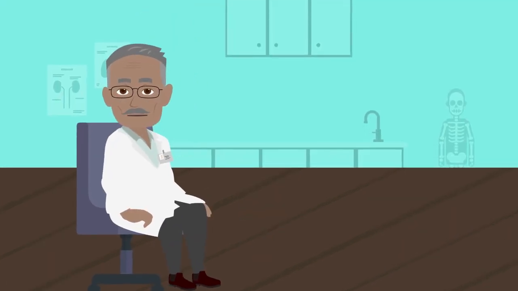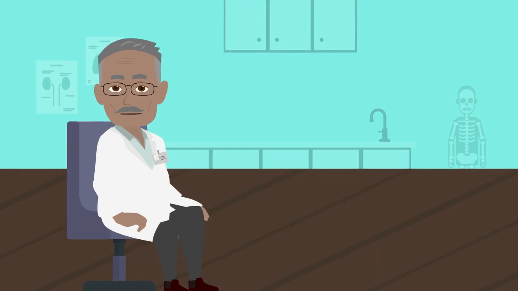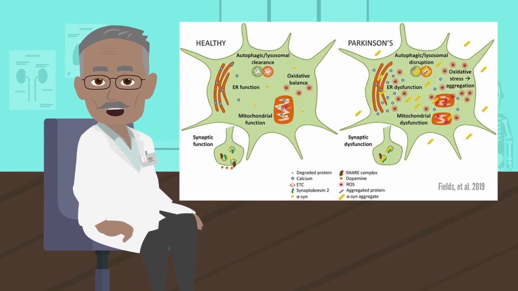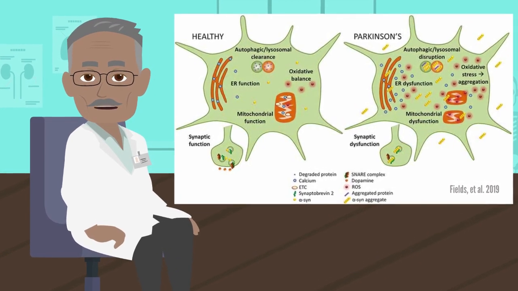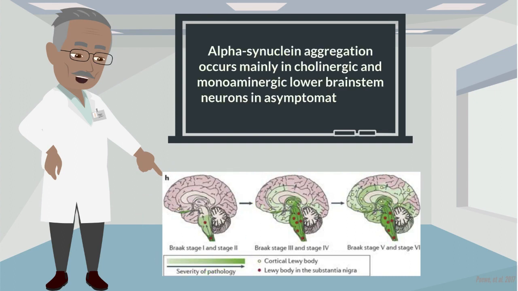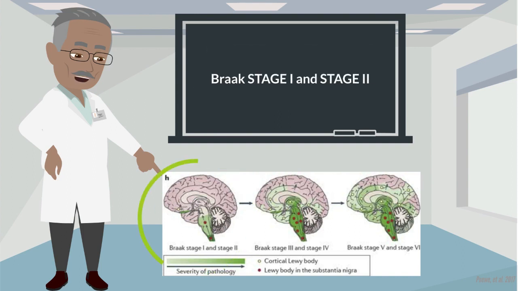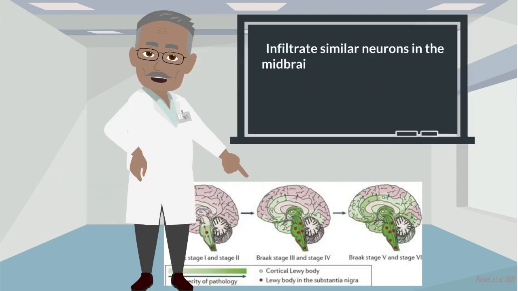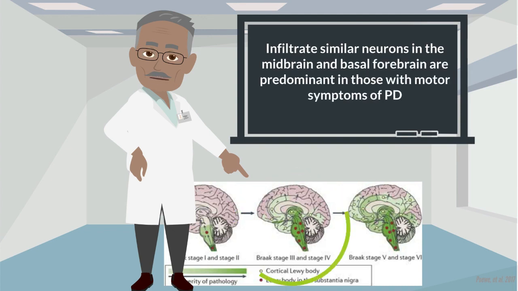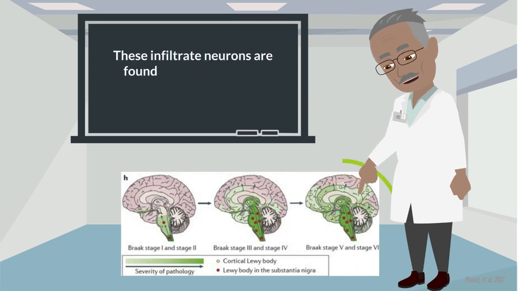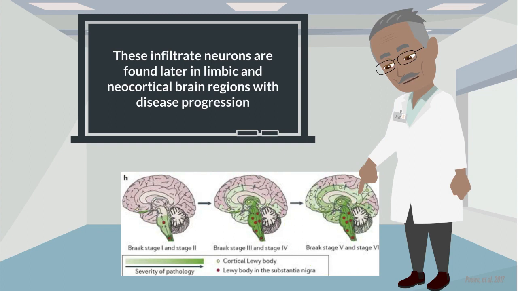In a landmark paper, Braak and colleagues first introduced the concept of spreading of pathology in the Parkinsonian brain. They argued that alpha-synuclein pathology gradually engages more brain regions as the disease progresses. In people with PD, the alpha-synuclein aggregation occurs mainly in cholinergic and monoaminergic lower brainstem neurons, in asymptomatic cases, known as Braak stage 1 and stage 2. In Braak stage 3 and 4, affected neurons in the midbrain and basal forebrain are predominant in those with motor symptoms of PD. In Braak stage 5 and stage 6, these neurons are found later in limbic and neocortical brain regions with disease progression.